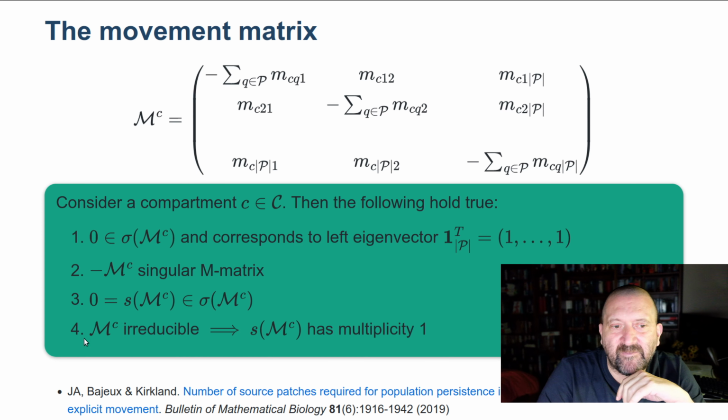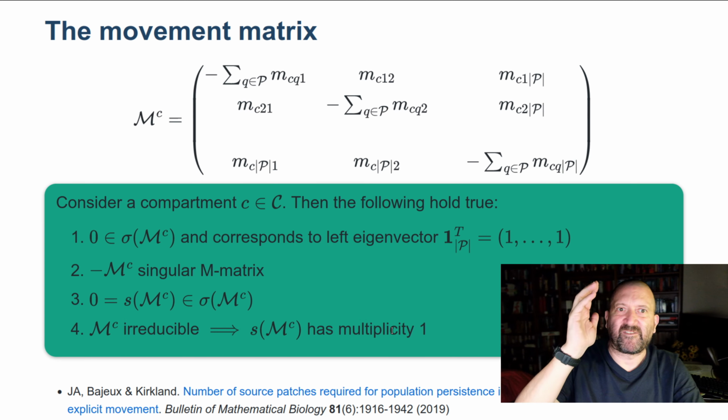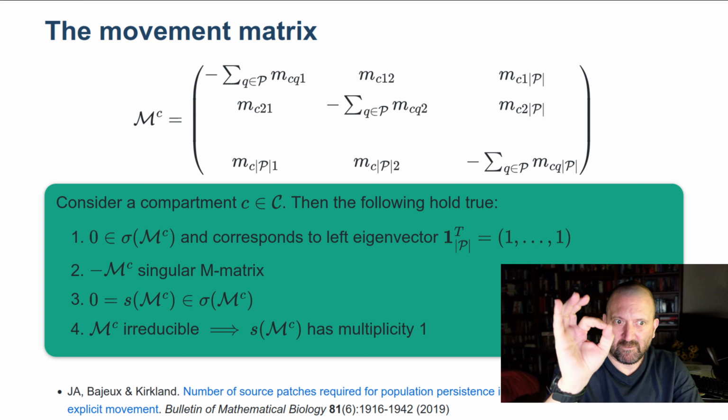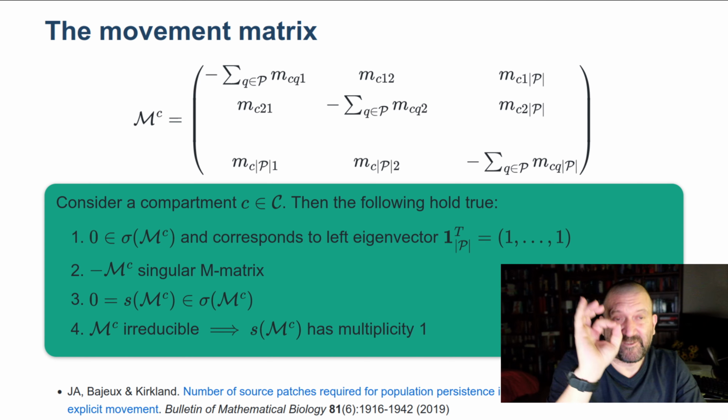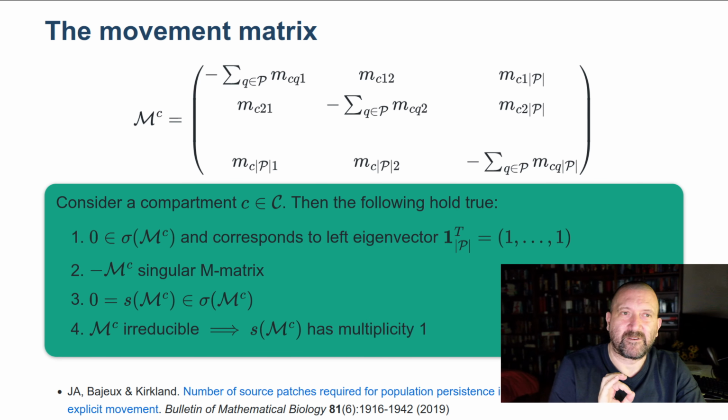So if that's the case, then the spectral abscissa has multiplicity 1. So that means the eigenvalue 0 has multiplicity 1. It's just sitting there on the origin, and it has multiplicity 1.